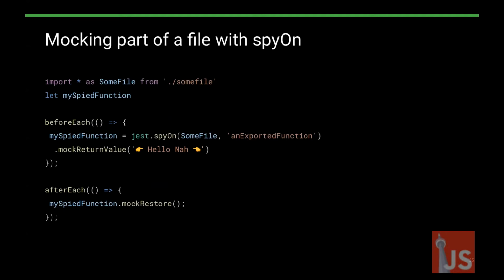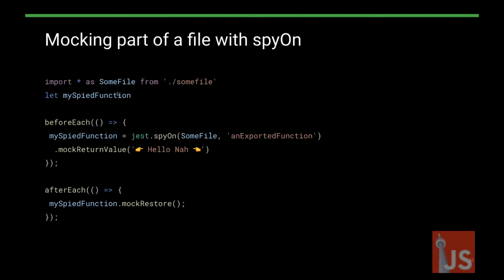Here's another example, because this comes up a lot. Sometimes you just want to mock part of something, but not the whole file, right? So you'll import * as someFile from 'someFile', and this will import all the named exports from that file. And then you can spyOn someFile, and let's say you exported this one function you want to mock, right? And then you can return the mock return value. And because I did this let outside of the tests, I can just use my spied function in all of the tests.